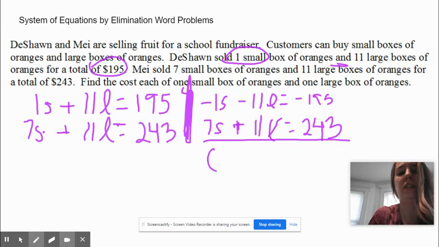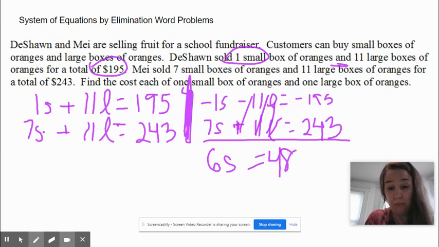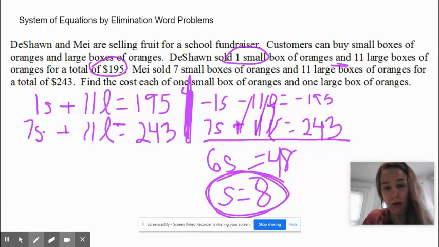-1 plus 7 is 6S. Cancel, cancel, cancel. 243 minus 195 is 48. Divide both sides by 6, and S is equal to 8. So the small boxes are $8. Now you take that 8, plug it in.